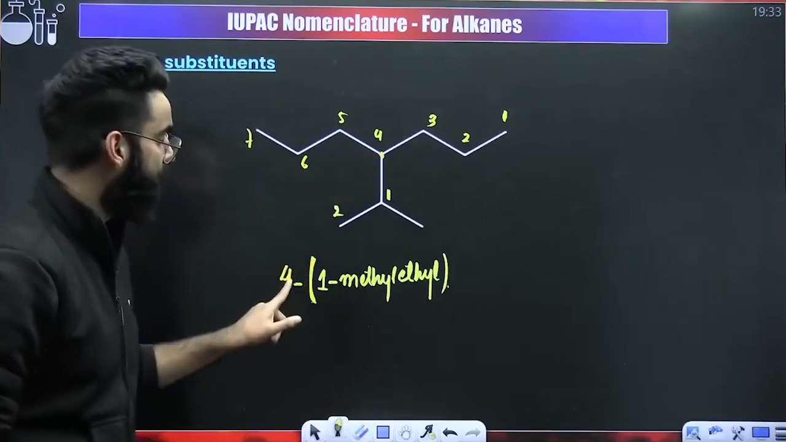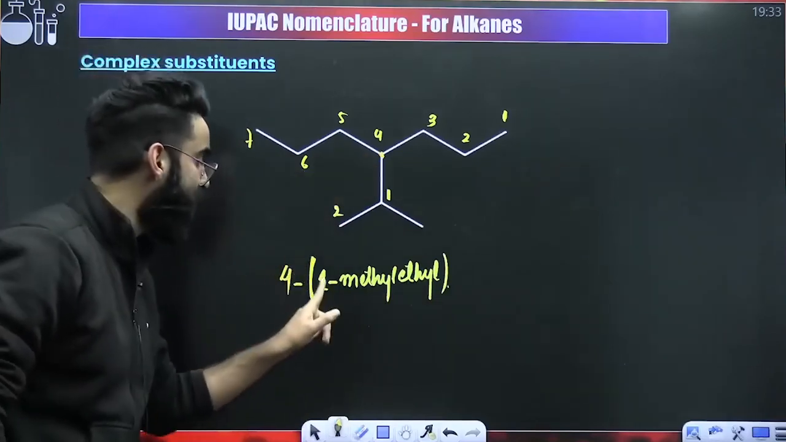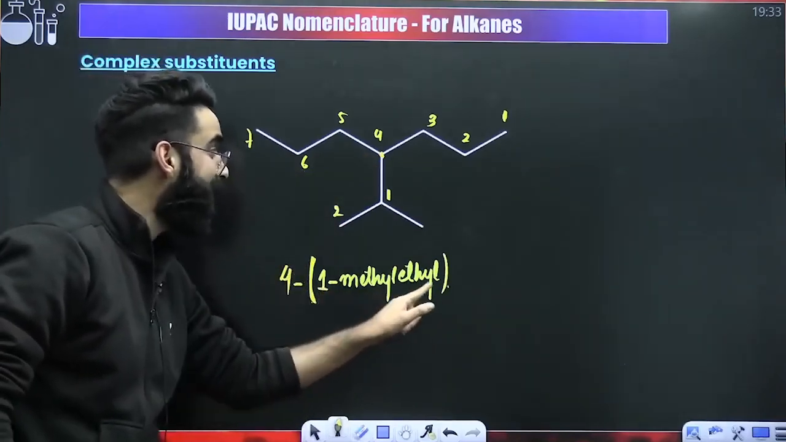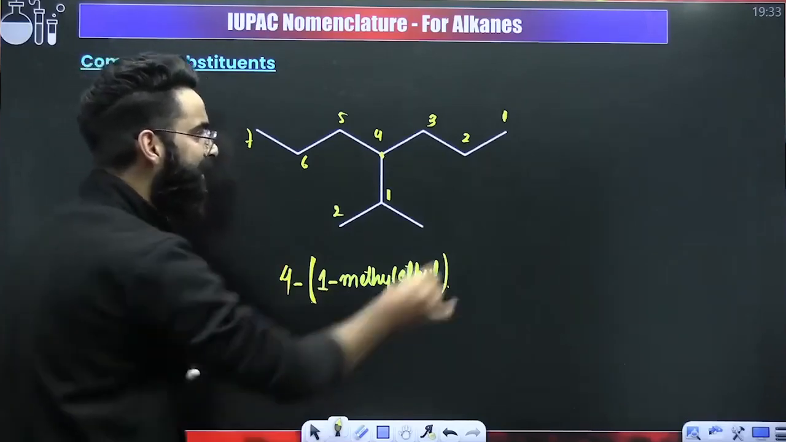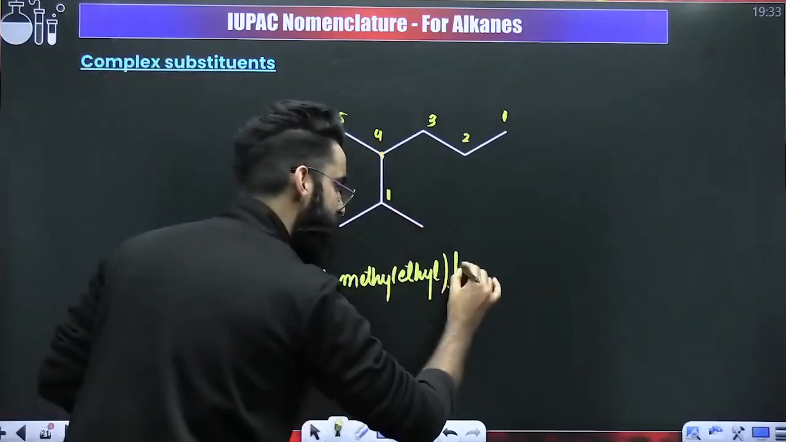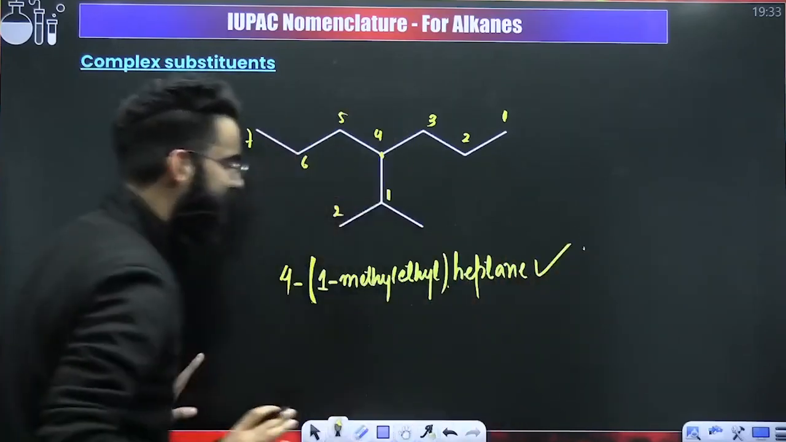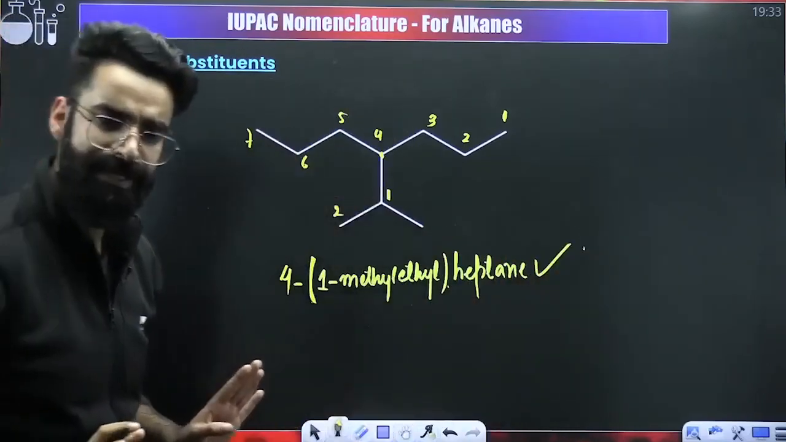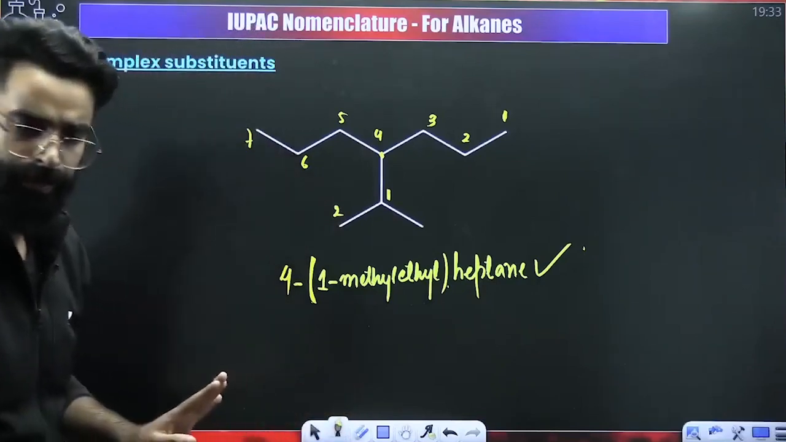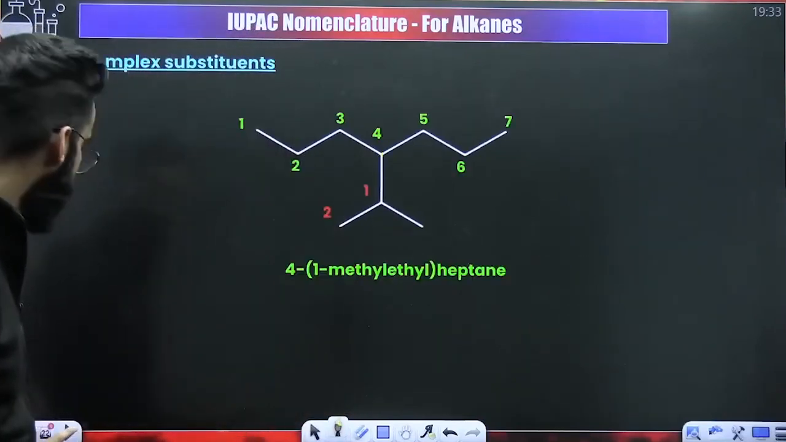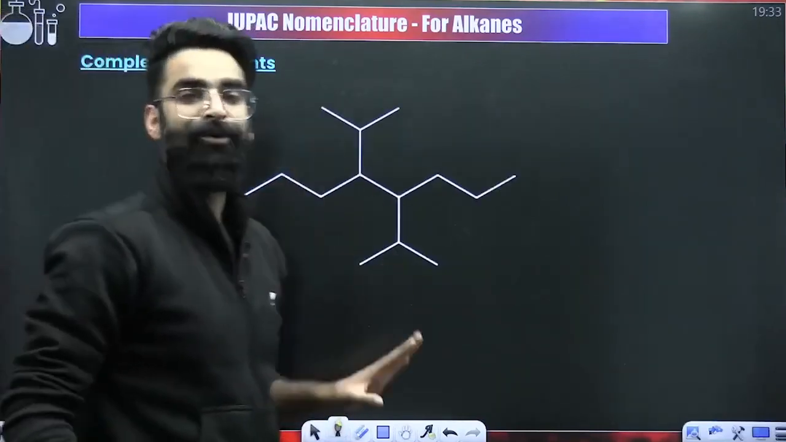At carbon number 4, you have got a complex substituent. In the complex substituent at position 1, methyl, ethyl. In the main chain, 7 carbon atoms. So it's going to be hept. Everywhere it's a single bond. So it's going to be heptane. So this is going to be the name of the compound. As simple as that. Perfecto.